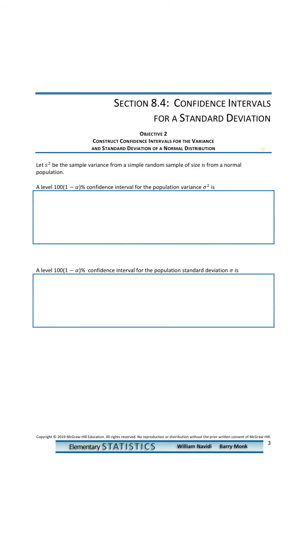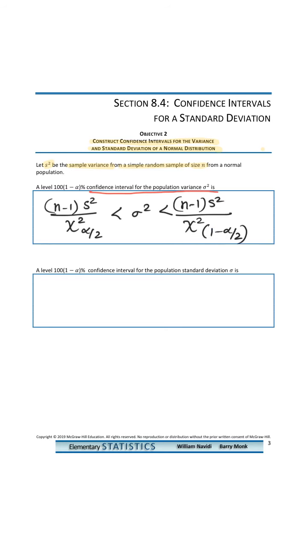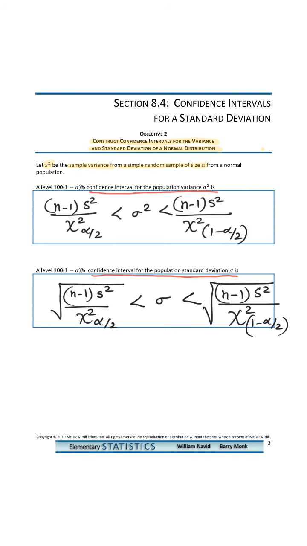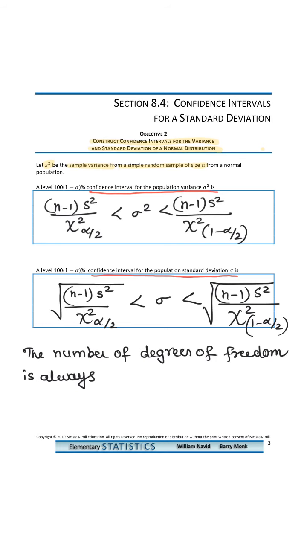Objective 2 is constructing confidence intervals for the variance and standard deviation of a normal distribution. S squared is the sample variance from a random sample of size n. Then the confidence interval for the population variance is given by the formula, and the confidence interval for the population standard deviation is found by taking the square root of the above formula. The number of degrees of freedom is always 1 less than the sample size.